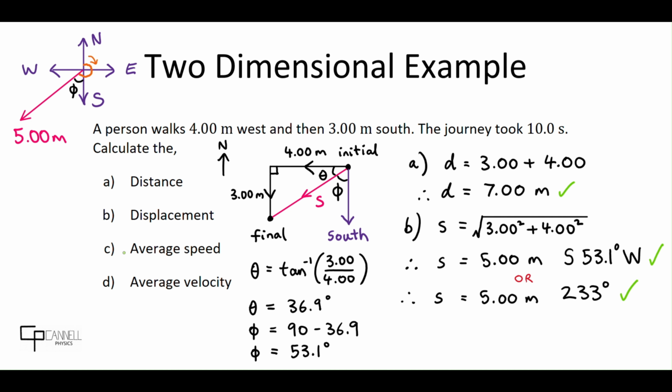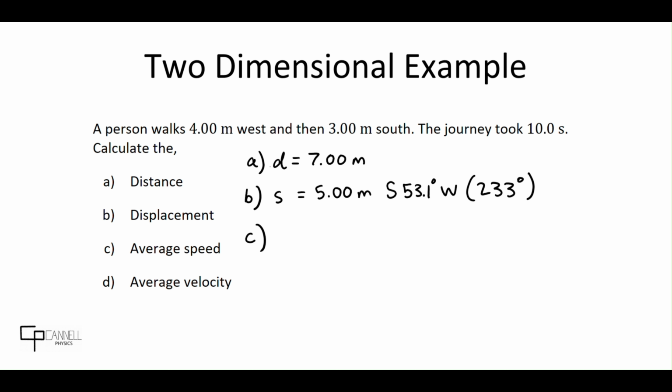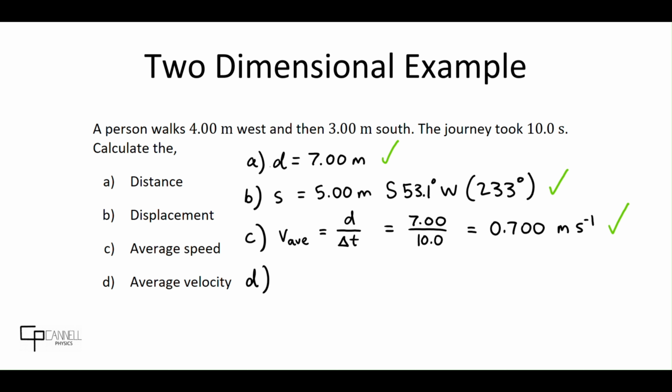Now we're ready to solve for average speed and average velocity, but first I'm going to make more space, but write the answers to A and B for reference. So recalling that average speed is the rate of change of distance, and substituting the values, this gives us 0.700 meters per second. Now to calculate average velocity, we need to find the rate of change of displacement. So therefore, and substituting the values and solving gives us 0.5 meters per second.